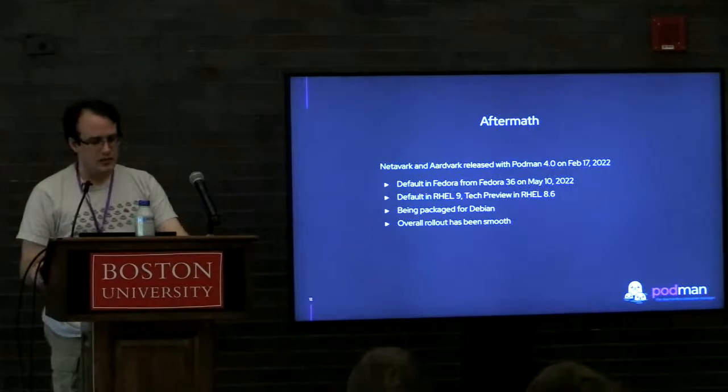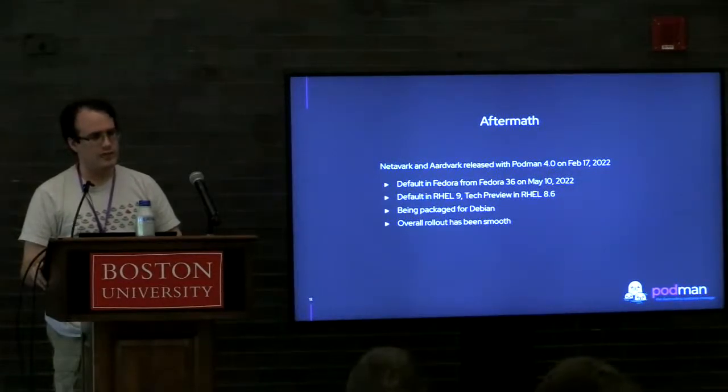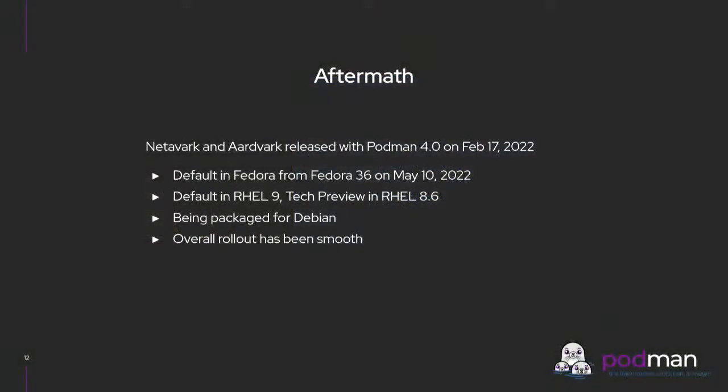So, briefly, Netavark and Aardvark released with Podman 4.0 on February 17th. We did Netavark and Aardvark 1.0 at that time because we felt that they were pretty stable and mature. We've been dogfooding them internally and we were pretty satisfied with their state. But Podman 4.0 is a breaking change release, so it's going to roll out slowly. It only hit default in Fedora 36 on May 10th. Default in RHEL 9, we made it in time for that, but RHEL 8, we can't change things midstream, so we're going to have to keep CNI as the default until end of life for RHEL 8.